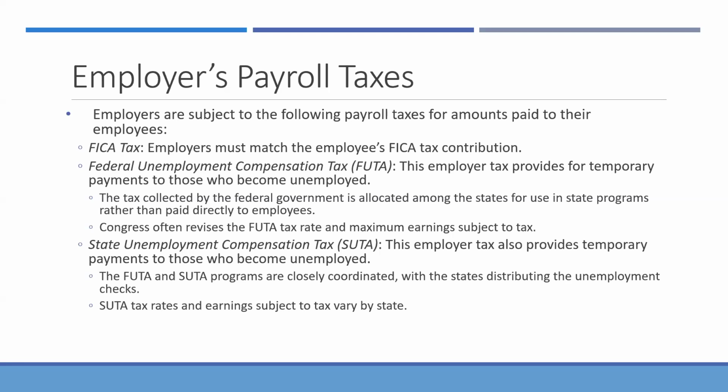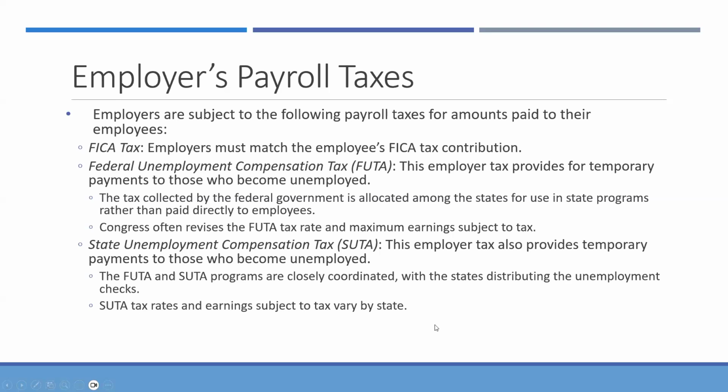These are complicated payroll tax issues. Congress often revises the tax rate and the maximum earnings subject to tax. They're allocated among the state programs rather than paid directly to employees. So if you lose your job, highly recommend you apply for unemployment insurance or unemployment benefits. The employer tax provides temporary payments to those who've been unemployed. The state and federal programs are closely coordinated. The states distribute the unemployment checks.